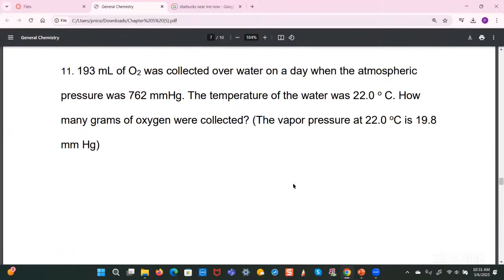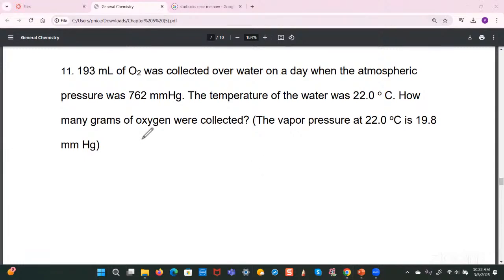Okay, this one says, number 11, 193 mL of oxygen was collected over water on a day when the atmospheric pressure is 762 millimeters mercury. The temperature of the water was 22 degrees. How many grams of oxygen were collected? So this is one of those situations where you're collecting gas over water.